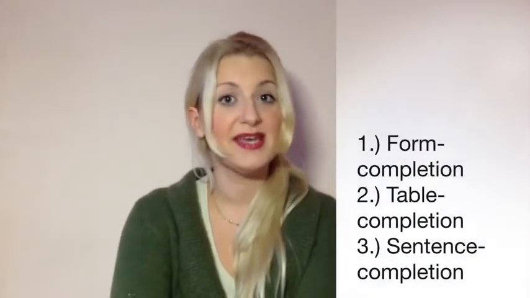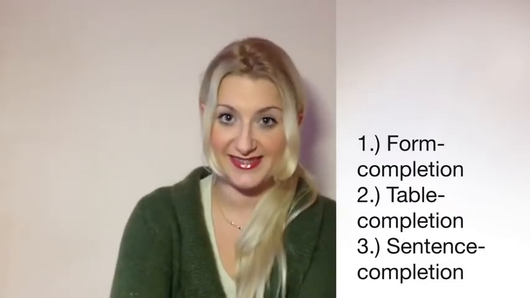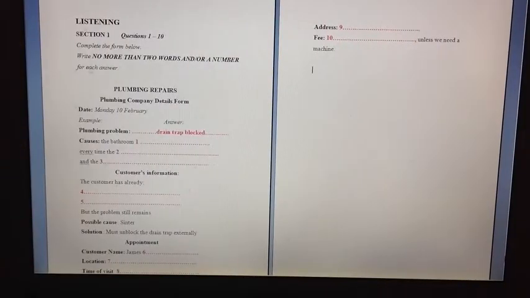These task types similar to note completion are form completion, table completion, and sentence completion tasks. Let's now see form completion in detail. Here's a form completion task. First and foremost, check out the word limit. You can write 1 or 2 words, but in this case, no more than that unless it's a number. If you exceed the word limit, you don't get a mark, even if you have answered correctly.